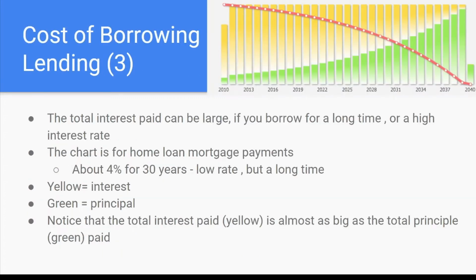The total interest can be large if you borrow for a long time or at a high interest rate. This chart is for a home loan mortgage payment. It's about 4% for 30 years. It's a low rate, but a long time. And look at the chart above. The yellow is the interest, the green is the principal. Notice that the total interest paid in yellow is almost as big as the total principal paid in green.